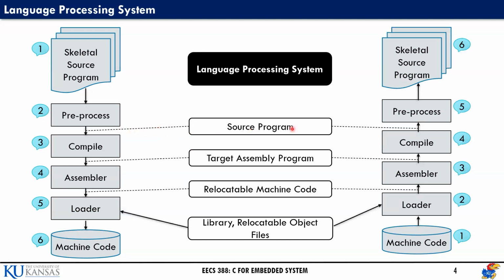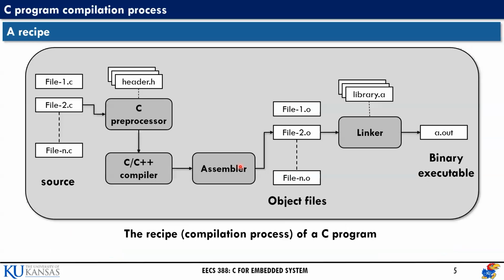And you can see the intermediate files after each process. And this whole system we call the language processing system. Now, when we compile a C program, we call it a recipe, or you can also call it the compilation process. So, for example, we might have multiple C files, that is our source code, and as I already told you, it first goes through the preprocessor.